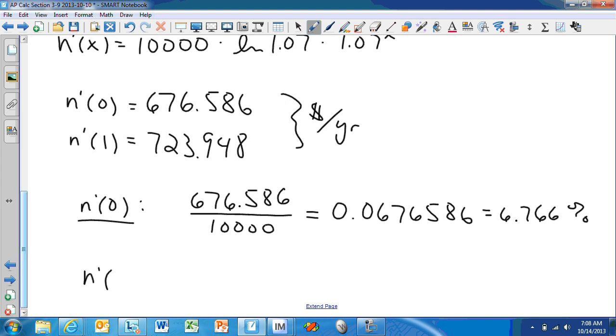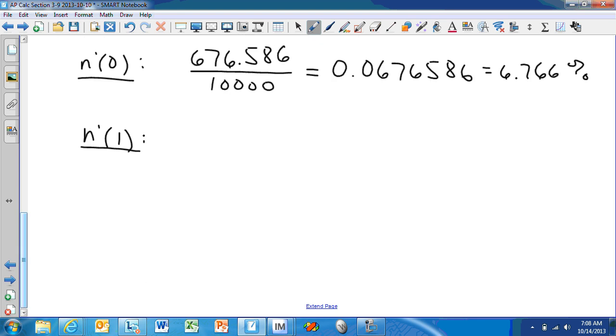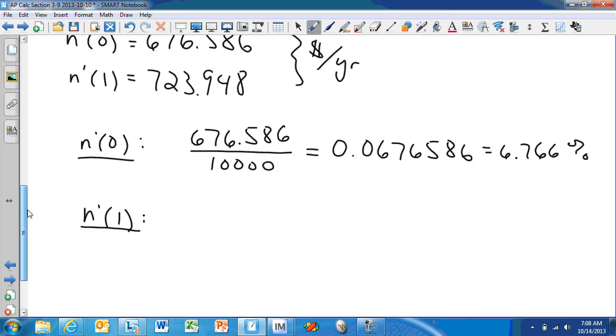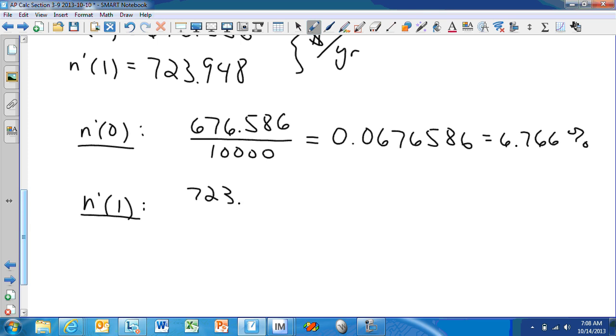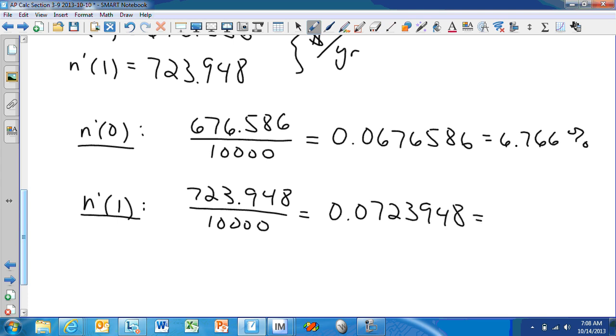And if we check out what's happening at 1, after 1 year, let me write that value down, it was the 723.948 over the 10,000. This will tell us again the percentage that my account is actually increasing by, the actual amount of money it's increasing by divided by how much I started with. So that gives me 0.0723948. Again, I don't need all those decimals since I have them all there. I'll write them down though. So that's 7.239%. So that's slightly more than the 7% APR.